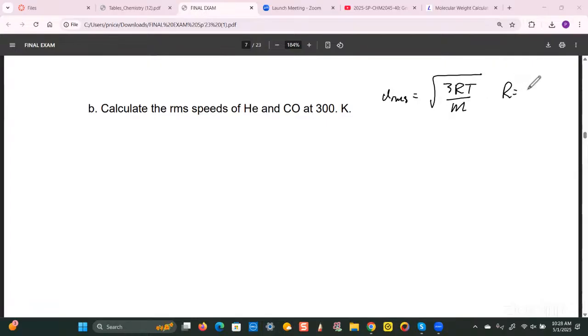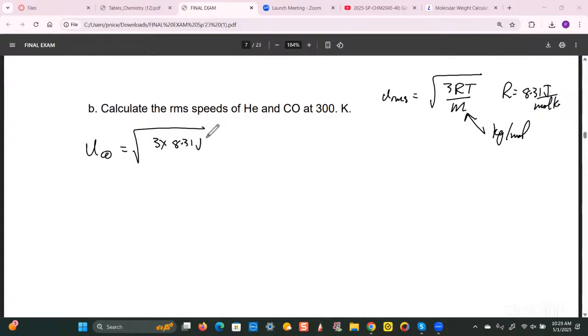Another common error that students tend to make: R, in this case, is equal to 8.31 joules per mole Kelvin. That's the value of R you're going to use in this equation. The M here is the molar mass. Normally, the molar mass is expressed in grams per mole, but in this case you need to express it in kilograms per mole, which means whatever the molar mass is in grams per mole, you divide by 1,000 and then plug it into that equation. So they're asking for the root mean square speed for CO. That would be equal to the square root of 3 times 8.31 joules per mole Kelvin.